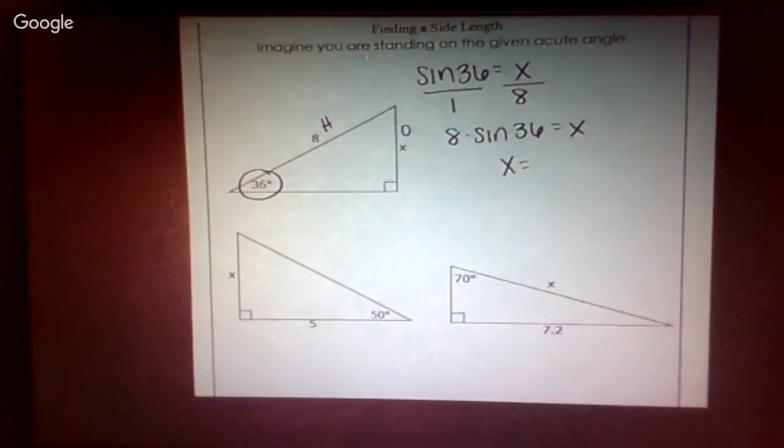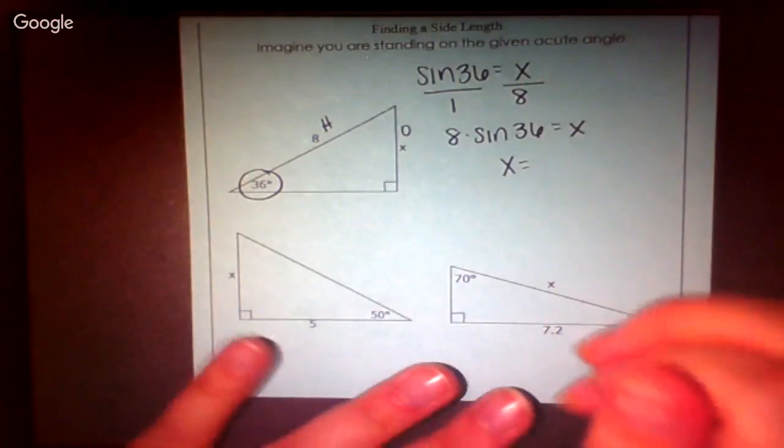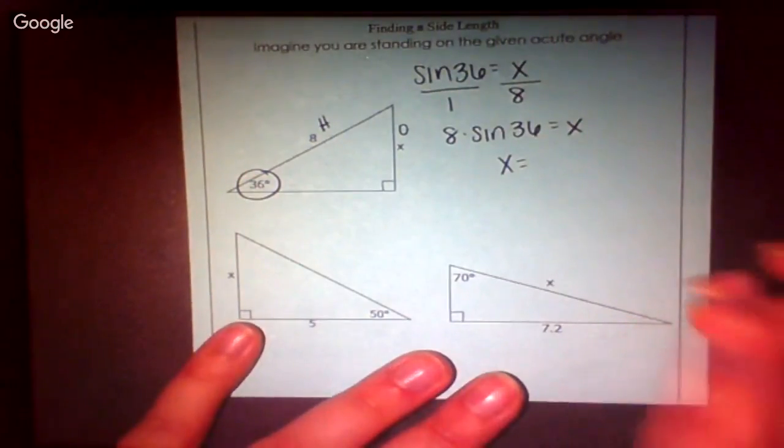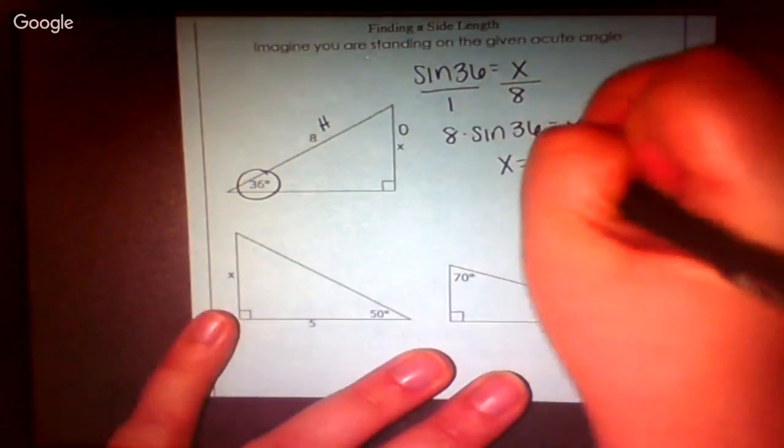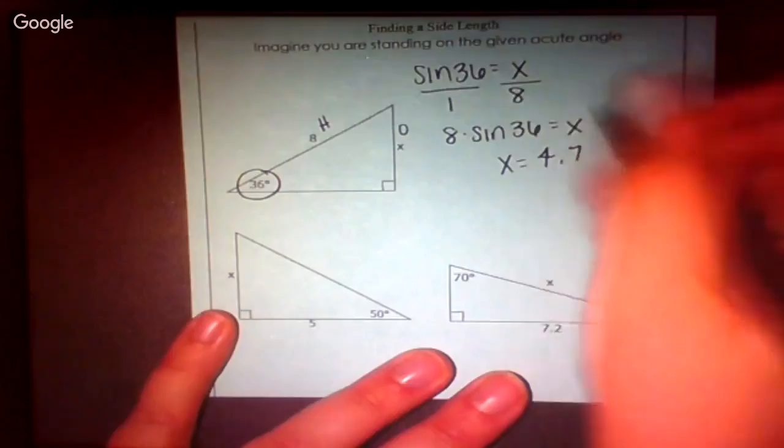This is that type of math to give a person legs here. You said what? 4.7? Yep. Good.